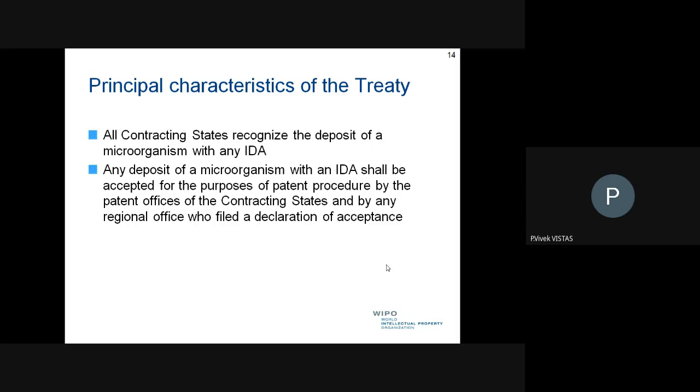They have signed it, and there are different 40 to 45 IDA organizations. Any deposit of a microorganism with an IDA shall be accepted for the purpose of patent procedures by the patent offices of the contracting states and by any regional office that has filed a declaration of acceptance. So they can easily deposit in any of these IDAs. They will get the rights for depositing, and it will be accepted after the declaration.